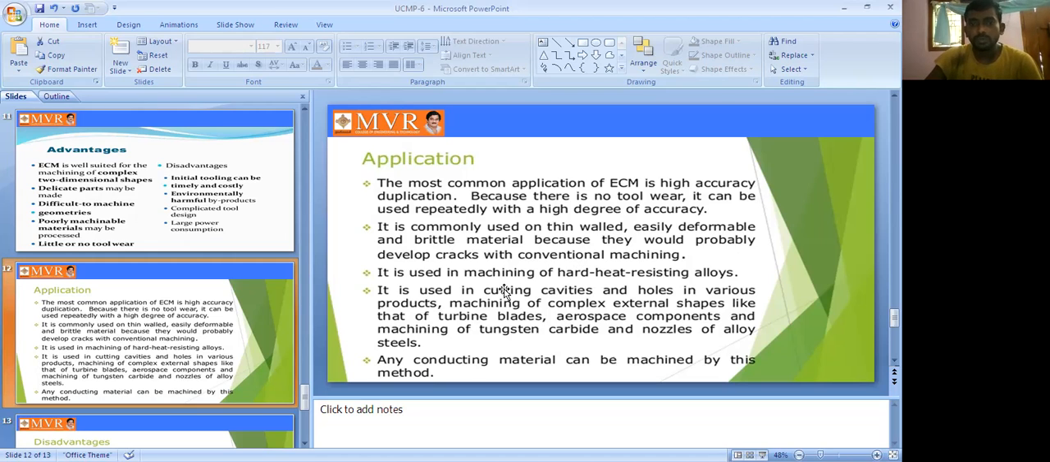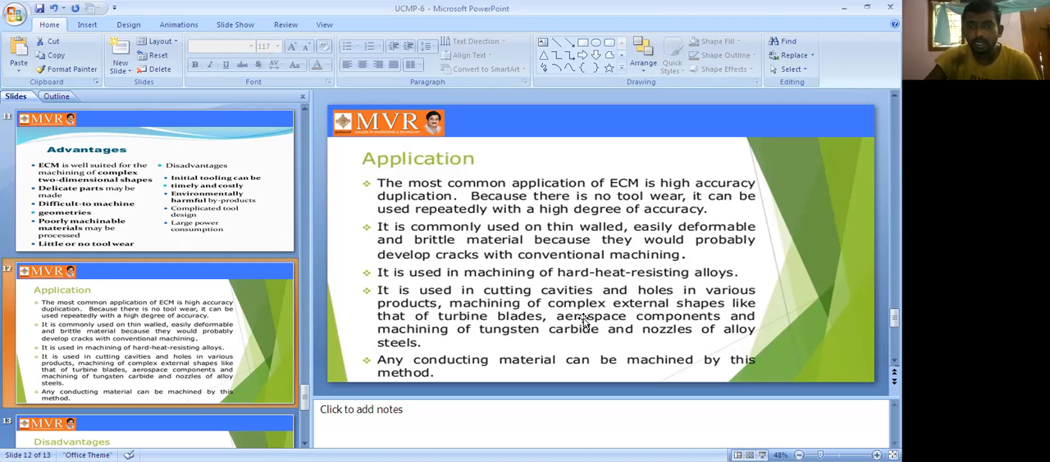It is used in machining of hard, heat-resisting alloys in ECM1. It is used in cutting cavities, and holes in various products. Machining of complex external shapes like turbine blades, aerospace components, and machining of tungsten carbide and nozzles of alloy steel. So these parts can be manufactured using ECM1.